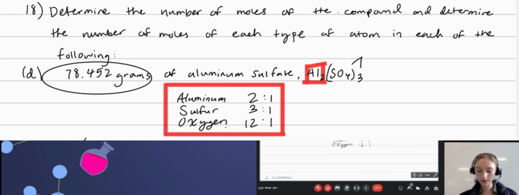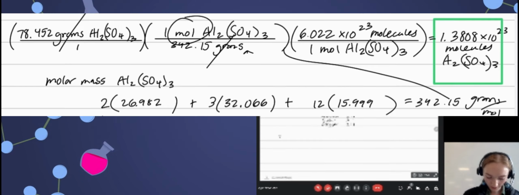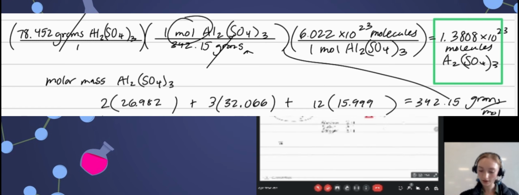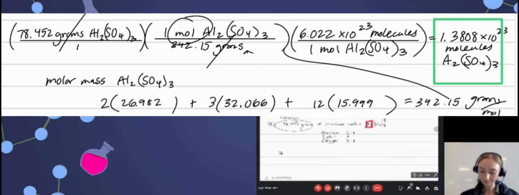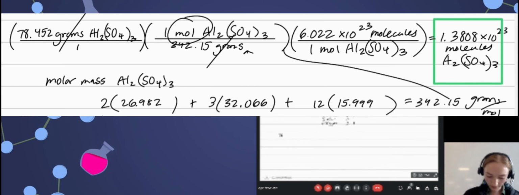So now that we have the ratios of everything, let's start out with how many grams we have. And so we will be doing some unit conversions from grams to moles, since the question is asking for moles. So we have 78.452 grams of aluminum sulfate, and I'm going to put that over 1 just like I did the first week when I went over unit conversion basics. So we will need to go from grams to moles.